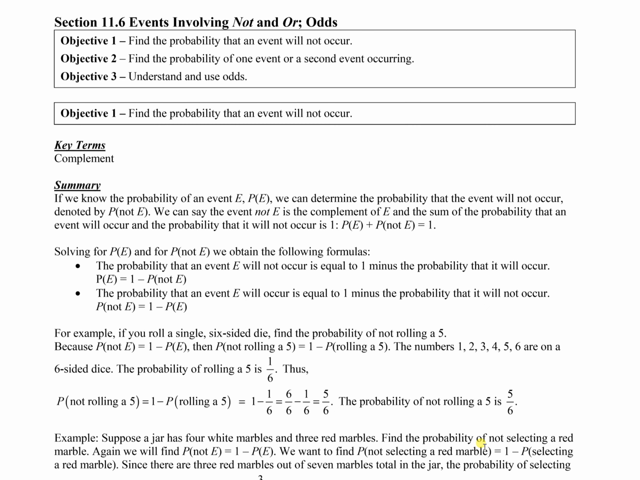Alrighty guys, welcome to 11.6, events involving not and or, and then it says odds. So, find the probability that an event will not occur, okay? The second objective, find the probability of one event or a second event occurring. And then finally, understand and use odds. Okay, so simple enough. An event, so probably an event will not occur.